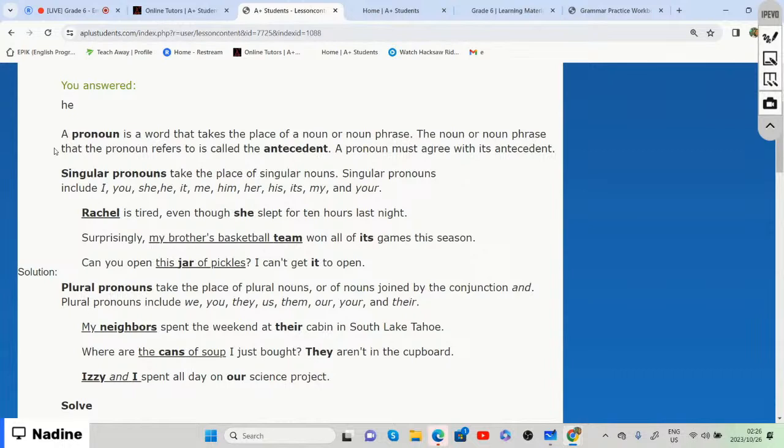And like I say, we already went over our singular pronouns as well as our plural pronouns. And the pronoun takes the place of a noun or a noun phrase. And that noun or noun phrase that the pronoun refers to, or represents, or agrees with, is called the antecedent.